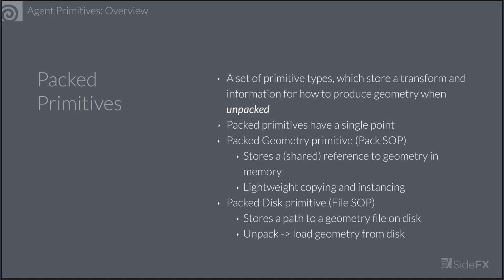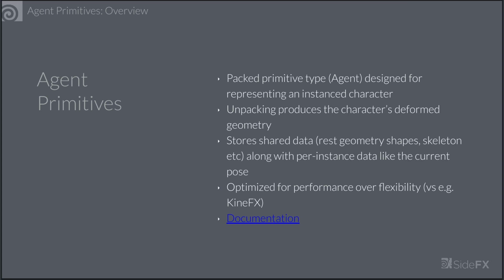Another example of a packed primitive is a packed disk primitive, which instead just stores a file name. So when the primitive is unpacked, that causes it to load the geometry from that file on disk, also applying the packed primitive transform. And so this gives you a way to delay load geometry from disk. So agent primitives are just another type of packed primitive, but they're designed to represent an instance of a character. So unpacking an agent, so when its geometry is requested, we want that to produce the final deformed geometry for the character.